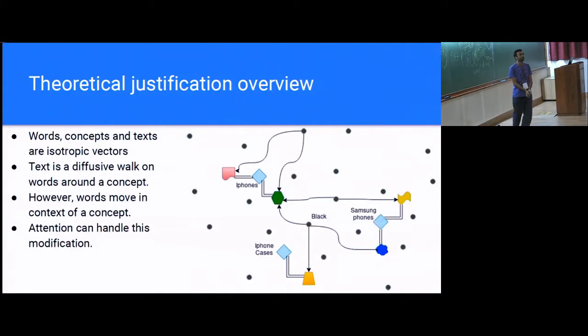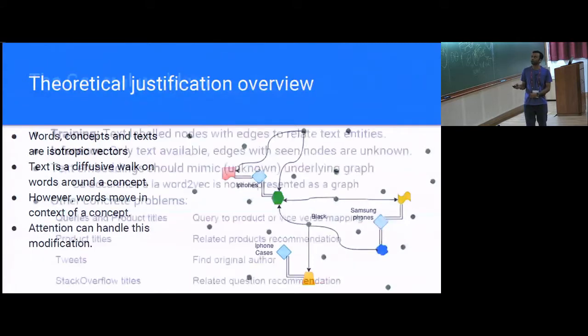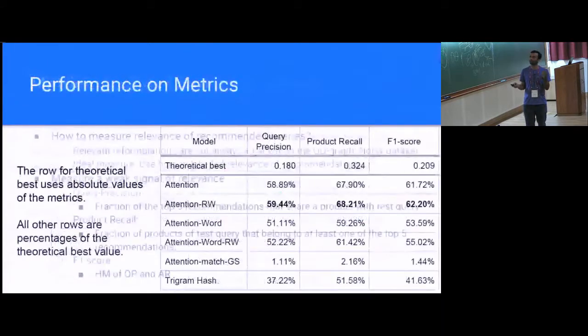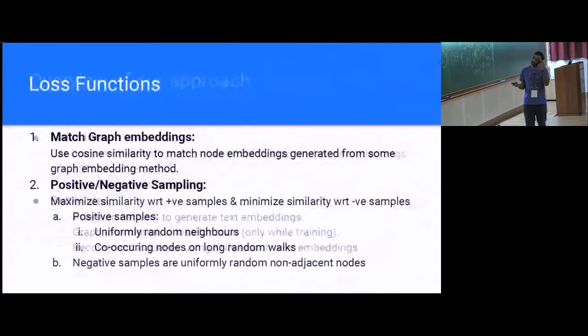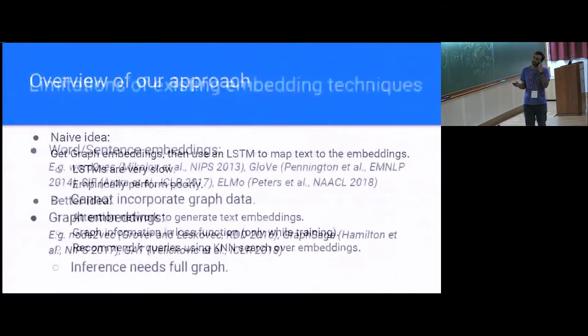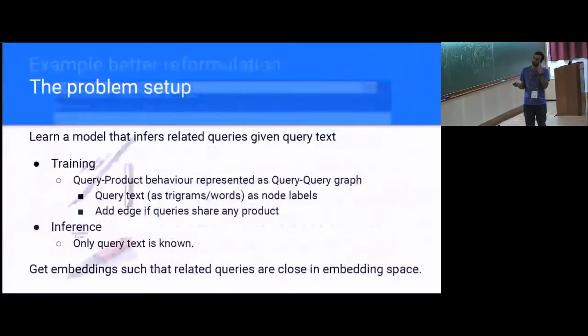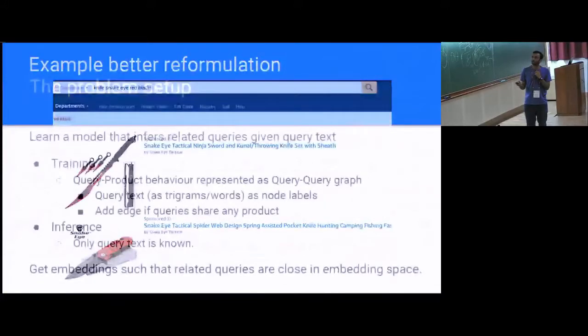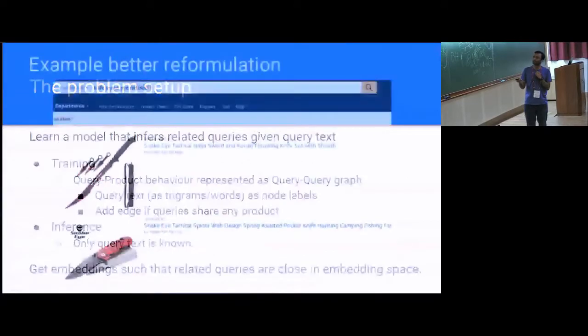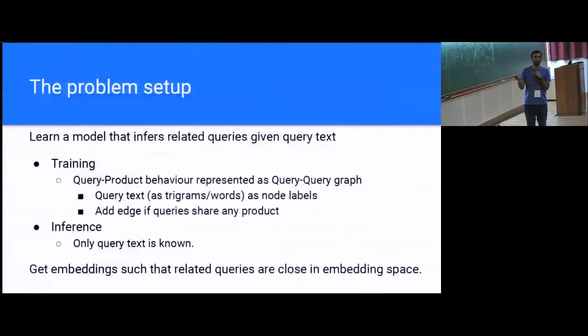Any questions? Yeah. How was the query graph formed? Oh, so we have data about queries and products. So it is through the product? Yeah, query co-occurrence. We have query-product behavior data, so we know that if you search for a query, what products you bought. Based on that, yeah.